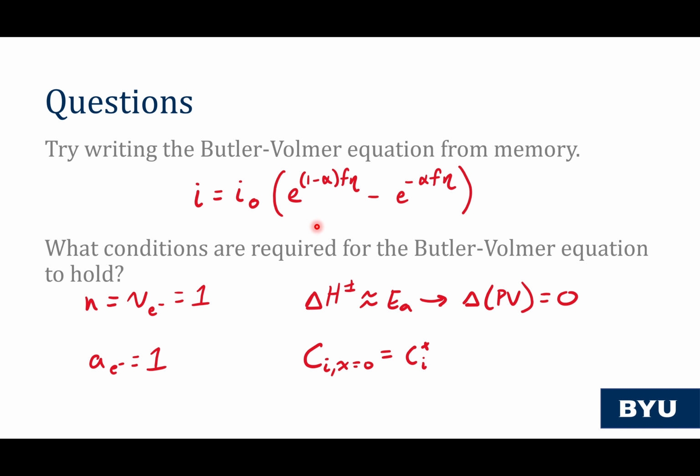Now, what conditions are required for the Butler-Volmer equation to hold, to be valid? Well, we derived everything assuming that the activity of electrons is equal to 1, that there's only one electron being exchanged. We assume that there's no change in pressure or volume during our reaction. And we assume that the concentration at the surface of our electrode is equal to the bulk concentration of the solution.